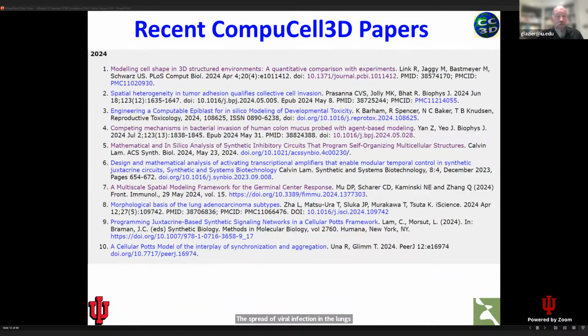CompuCell is one of the more widely used packages. As I mentioned, there are quite a few of them these days. In 2024, these are papers that have been published so far. A few of the people who've written these papers are either here in the room or are going to be giving talks on their work, and we're looking forward to that. Every year we try to get some CompuCell users to come and present their models and teach people what they can do.